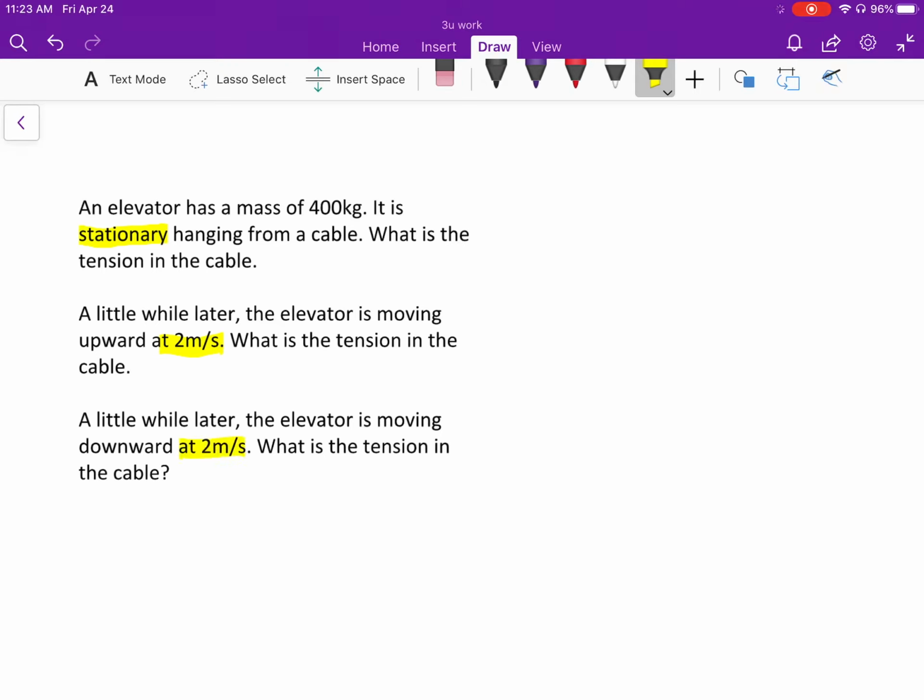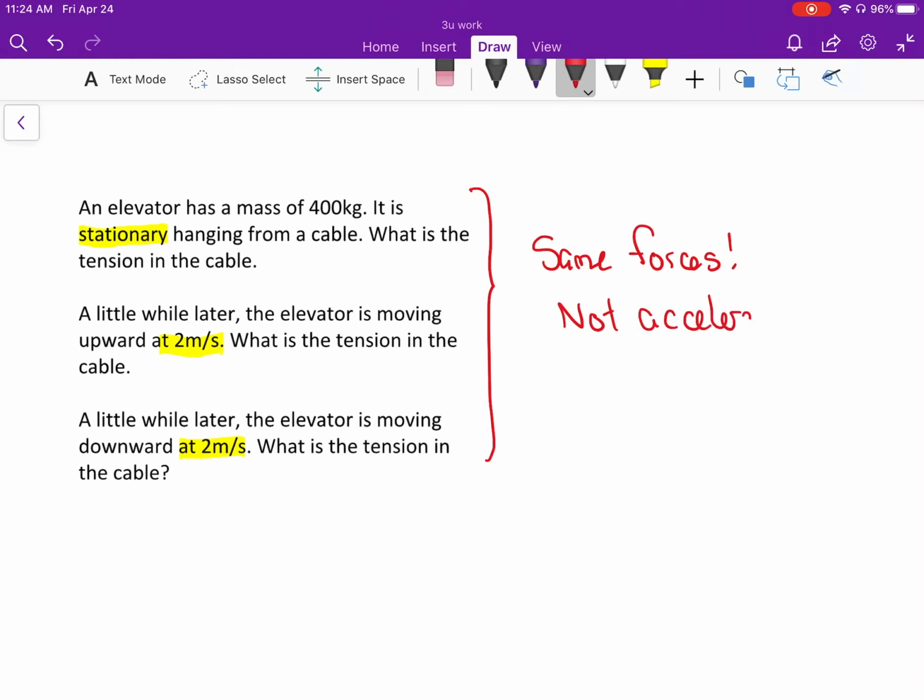All of these questions are exactly the same. They may not look like it, but from a forces perspective, they're exactly the same, since for all three cases, it's not accelerating. So instead of doing the three little questions individually, they're exactly the same. Really, we just have to do it once.